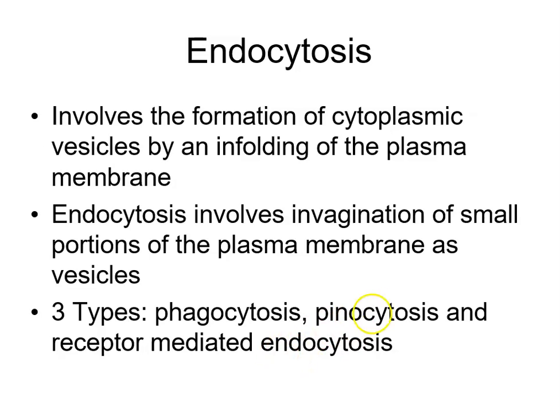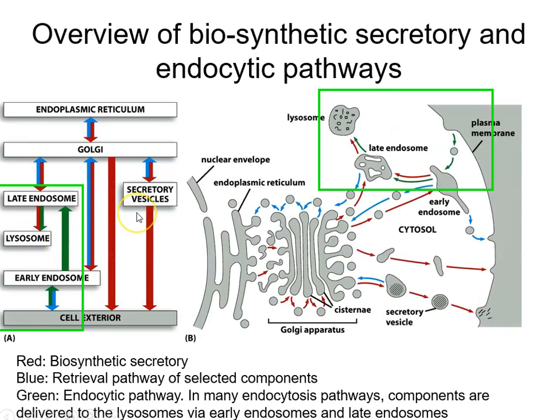And then finally there's receptor-mediated endocytosis, where a specific receptor binds a specific protein and that is taken up inside the cell. Now phagocytosis also technically does involve receptors of some sort, but receptor-mediated endocytosis tends to involve the uptake of a specific protein.